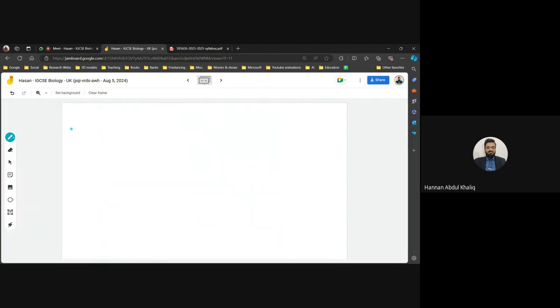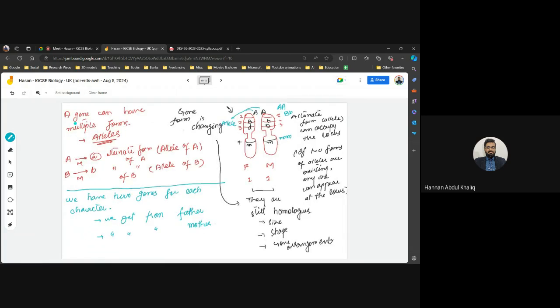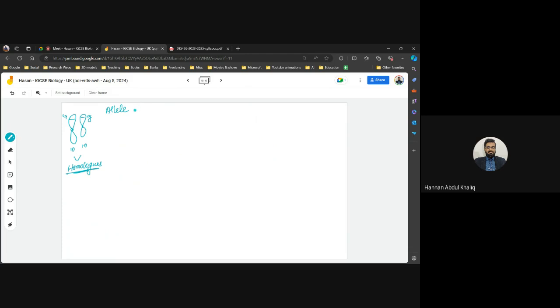What does it mean? It means if I have this chromosome, I have this capital G over here and small g over here. Let's suppose this is chromosome number 10, this is chromosome number 10. Then what makes them homologs? These are homologs pairs because their number is similar, their number is same, they are homologs. So the definition of an allele can also change. As I said, the multiple forms of a gene are called as alleles. Or we can also write the allele is an alternate form of a gene.